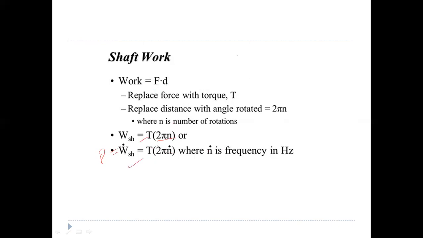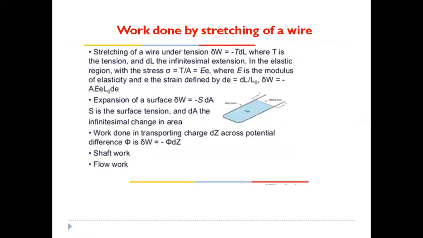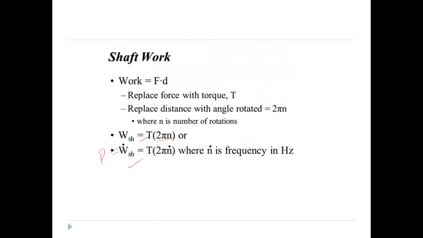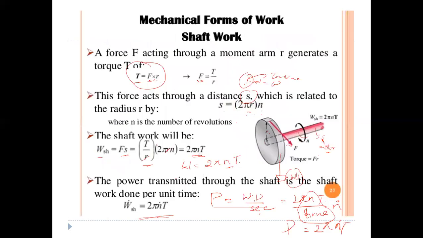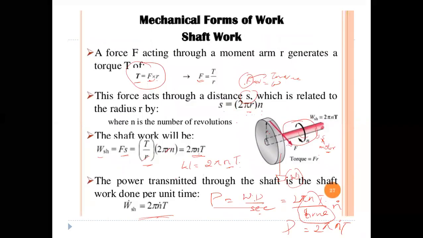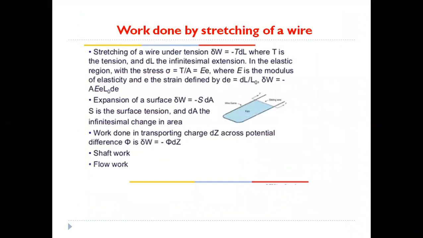So next, coming to work done by stretching of a wire. This is another form of work done, which is called work done in stretching of a wire. If we consider a wire as a system, in the previous example in shaft work we considered the shaft as a system, and here in stretching of a wire, we will consider the wire as a system.